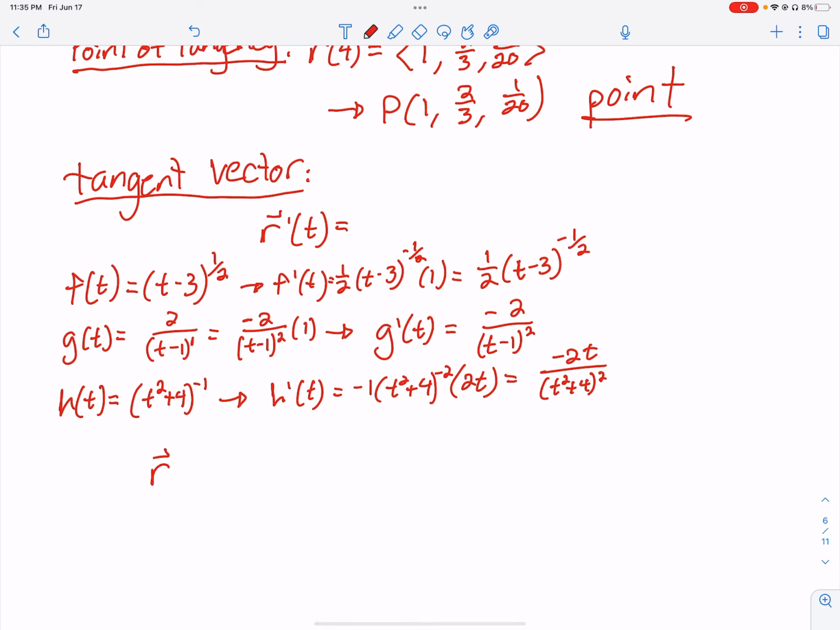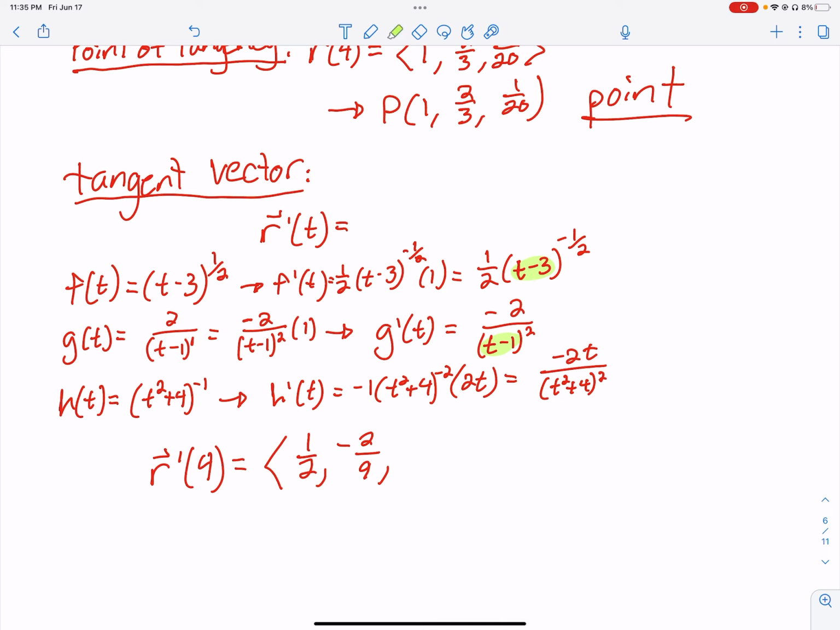And now I'm going to go ahead and just answer the question. They want r prime of 4. So we're just going to plug it into each component. If I plug in 4 here, 4 minus 3 is 1. 1 to any power is 1 times 1/2. We get a 1/2. Now plugging 4 here, we get a 3 on the bottom. 3 squared is 9. I get a negative 2 over 9.